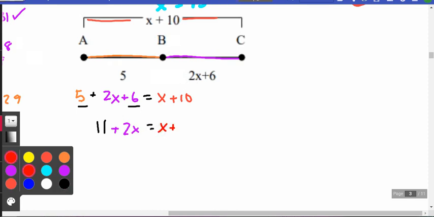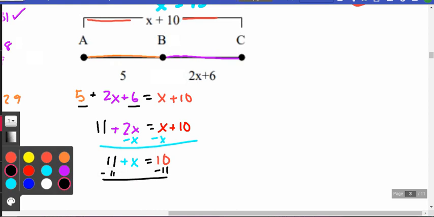Now solve for x using inverse operations. So I'm going to take away x from both sides. Subtract 11 from both sides. So then we get x equals -1.